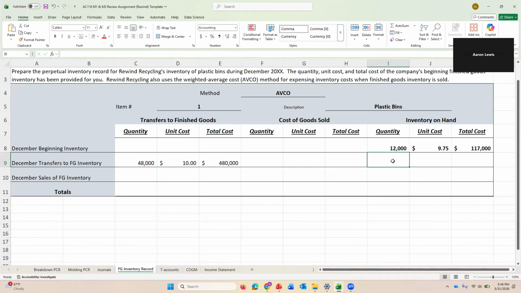And then over here for inventory on hand, we need to update it. Well, we already had 12,000, and we just finished another 48,000. Let's take the quantity before the transfer and add to it the quantity of the transfer. And now we have 60,000 finished bins that we could have sold. The old units had cost us $117,000 to produce. These units that we just transferred cost us $480,000 to produce between both departments. That's $597,000 in total. And now, if I do the same thing, take my total cost and divide it by my quantity, we're carrying 60,000 units at an average cost of $9.95 a piece.